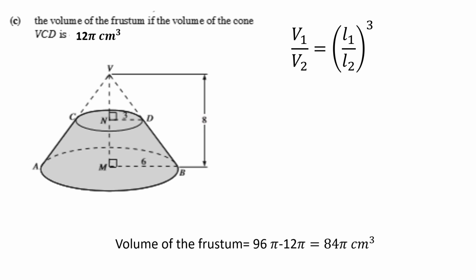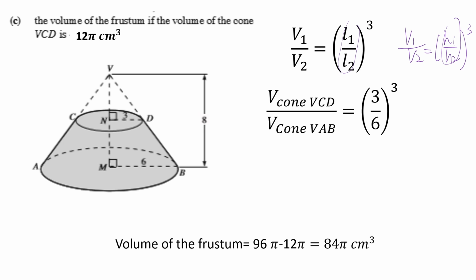Yes, V1 over V2 is equal to L1 over L2 cubed. It can also be V1 over V2 is equal to H1 over H2 cubed. If you're given the ratio of the heights, then you just cube the ratio of the heights, or you can cube the ratio of the radii. Basically, it's just two corresponding sides. This represents your two corresponding sides. Here, of course, I'm going to use the radius because I'm given the radius for the small one, which is 3.